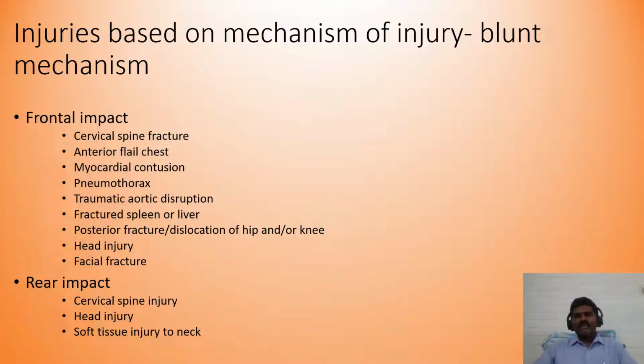Next is the rear impact, when a vehicle is moving, and another vehicle comes at a higher speed than the first vehicle and hits it from behind. Usually, the rear impact injuries are less dangerous than the frontal impact injuries because the momentum, that is, the force of impact that is involved, will be lesser in case of rear impact injuries. Again, cervical spine injuries are more common. Head injury can be predicted, and soft tissue injuries of the neck are also very frequent with a rear impact mechanism.